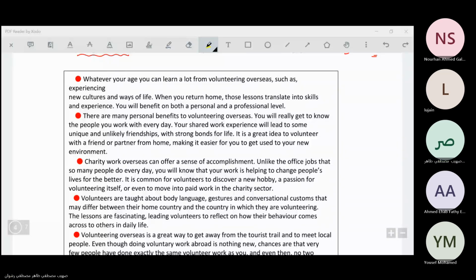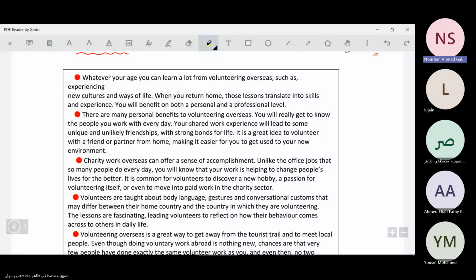Nurhan? What points did you find? Thank you, Lujain. I found two until now. First is experiencing new cultures and ways of life, and the second one is building unique and unlikely friendships. All right. So number one here: you will get to know the people you work with every day. Your shared work experience will lead to some unique and unlikely friendships with strong bonds for life. This was one until here.